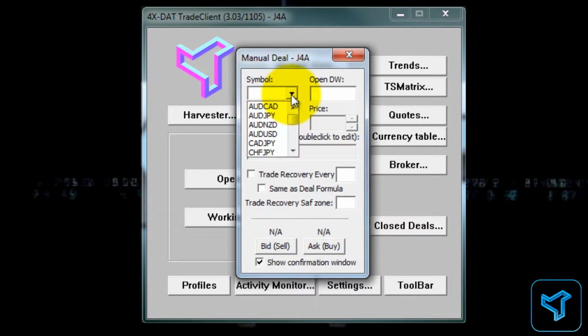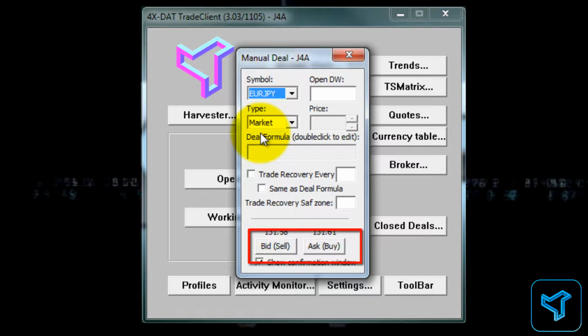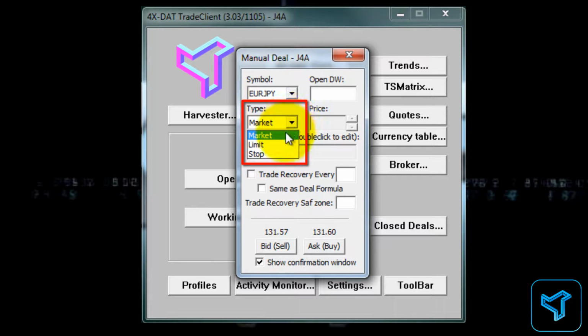Here we will select our pair from the drop-down menu under Symbol. At the bottom of the screen, you'll now see the bid and ask price for the pair. Under Type, we have the option of the type of order we would like to place. If we select Market, the trade will open at whatever the market price is for the direction of trade we want to place. Now, this would be the bid price if we wish to short the pair, or the ask price if we are placing our order to go long.